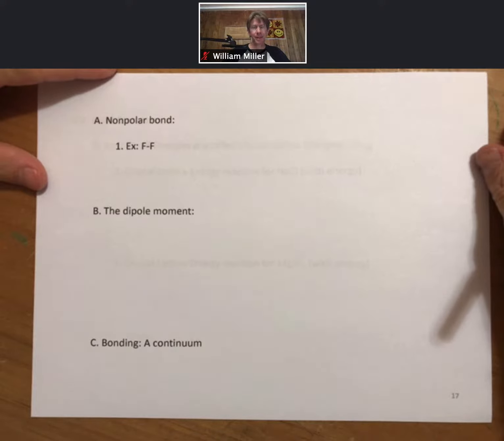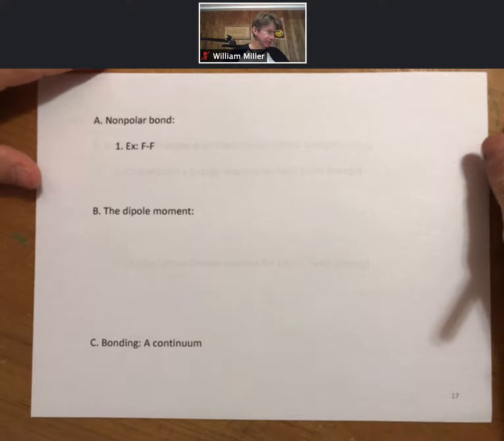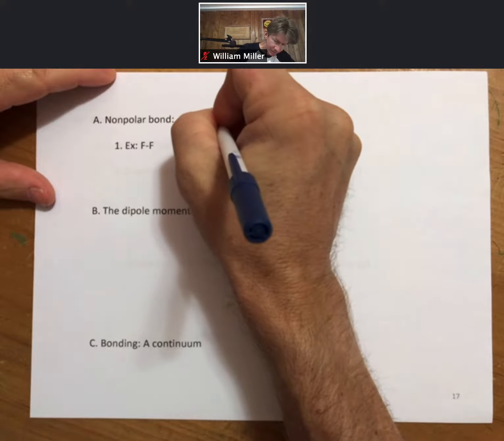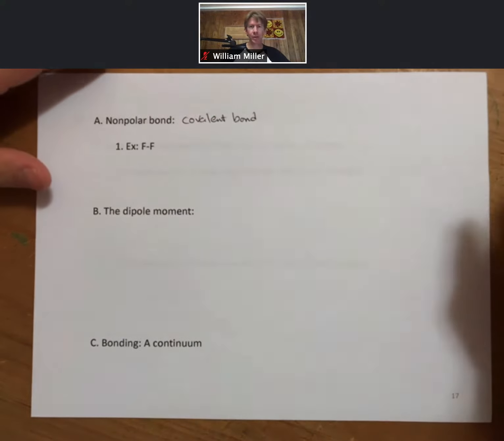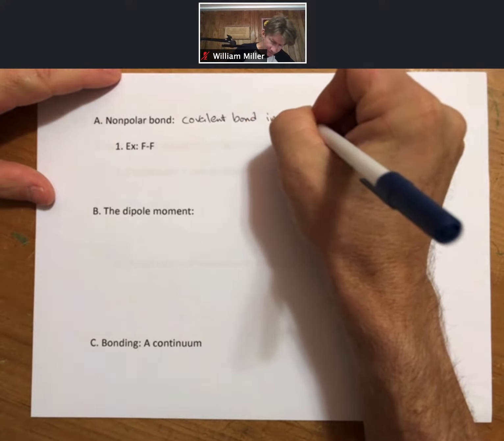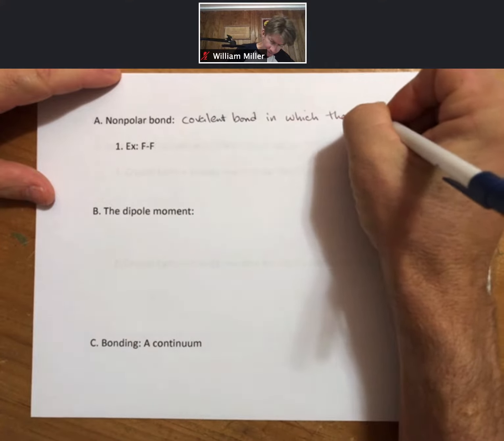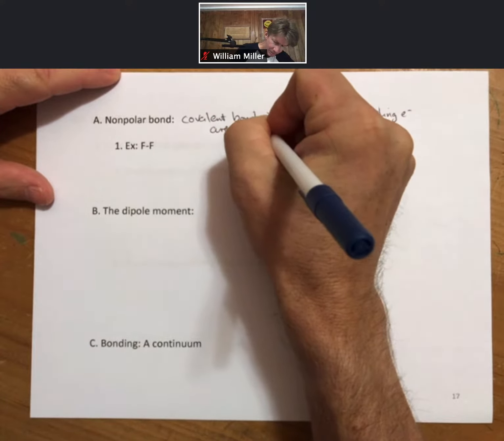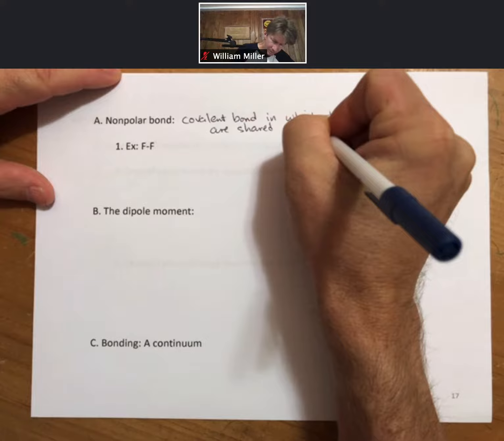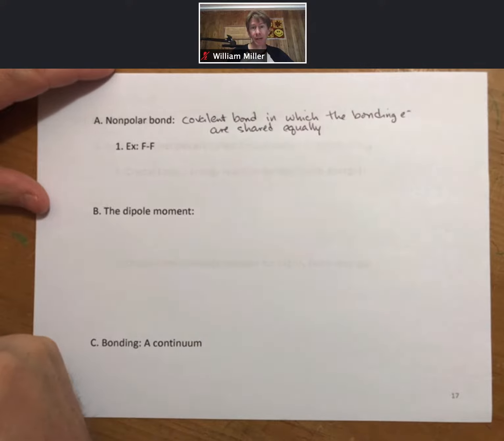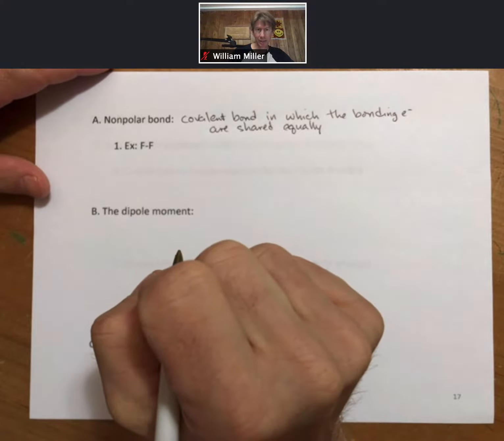Polar bonds. Now let's talk about nonpolar bonds. So a nonpolar bond is a covalent bond in which the bonding electrons are shared equally. And the classic example is a bond in which both of the atoms in the bond are the same. Then there is no difference in electronegativity.